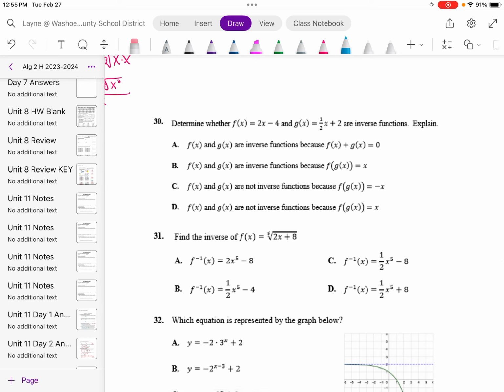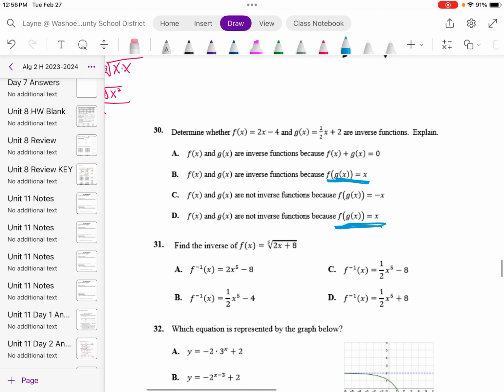All right, determine whether those two functions are inverses. Explain. All right, so the rule is if you plug one of them into the other one, so you do a composition of them, and it simplifies to just x, then they are inverses. So if you look at answer option B or D, that's what we're looking at. It doesn't matter which one you plug in, but according to this, they're plugging G into F. And if it simplifies to x, then they will be inverses. So that's just what we're going to do.